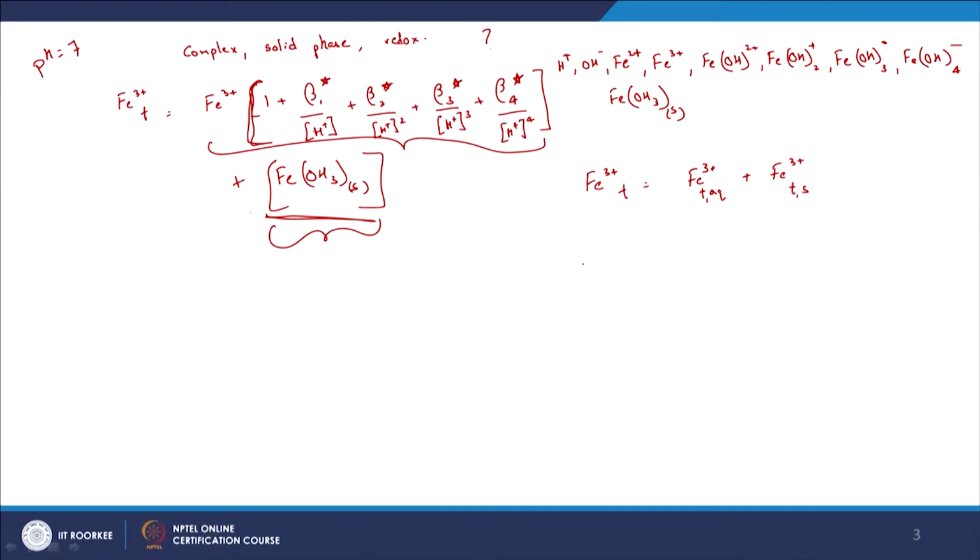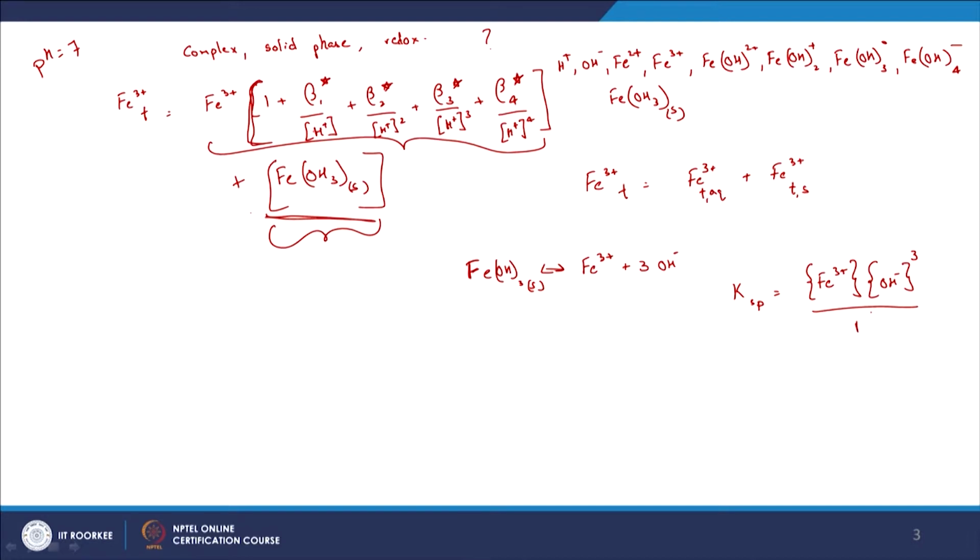So, how do we solve that by hand? Here I have two variables and only one equation. So, how do I get that done? We need to look at the precipitation and dissolution equations. Fe(OH)3 solid will be in equilibrium with Fe3+ plus 3 OH-. From this, I will have my solubility product equal to the activity of Fe3+ times the activity of OH- to the power of 3, divided by the activity of the solid, which is equal to 1.